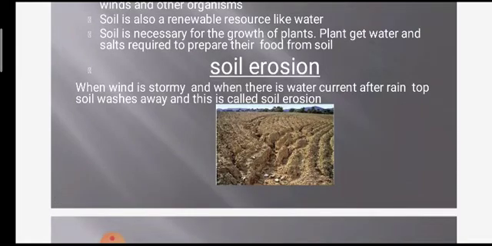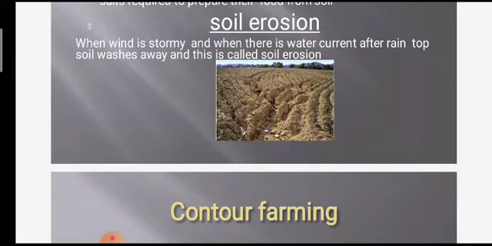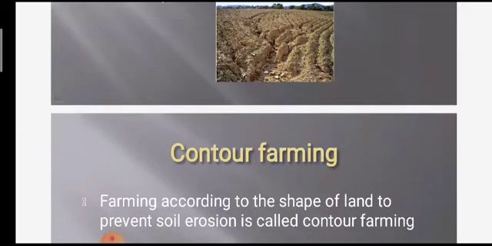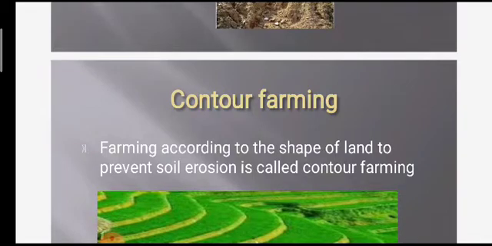When there is heavy wind storming, the soil is blown off by the wind, and when water is running over the soil, the top layer is washed away. This is called soil erosion. In order to prevent soil erosion, one kind of farming is done, called contour farming. Contour farming means farming according to the shape of the land to prevent soil erosion.